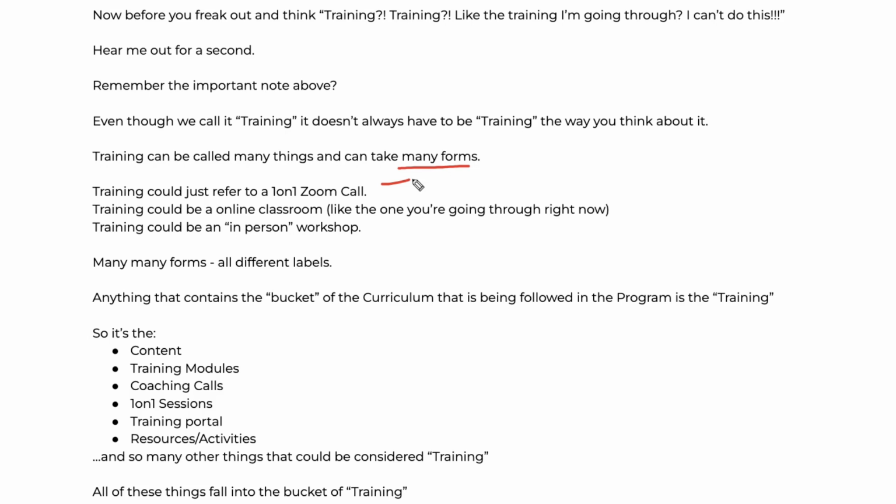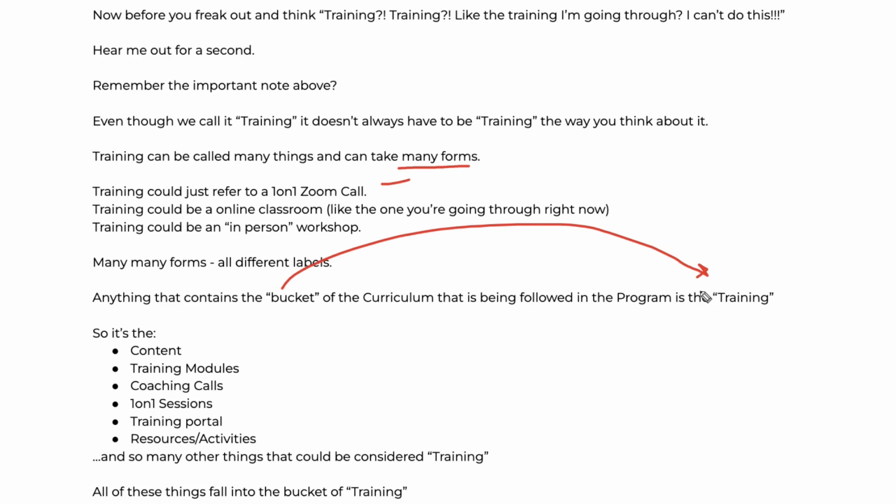Essentially, anything that is the bucket container of the curriculum, of the golden path that you are walking the student through so that way they can have their transformation, that is essentially the bucket that we call training. Okay. Does that make sense? It has many different labels, but just for the sake of being able to have something that we can talk about, that's why we call it training, but it doesn't have to be training the way that people might have the connotation of the word training.